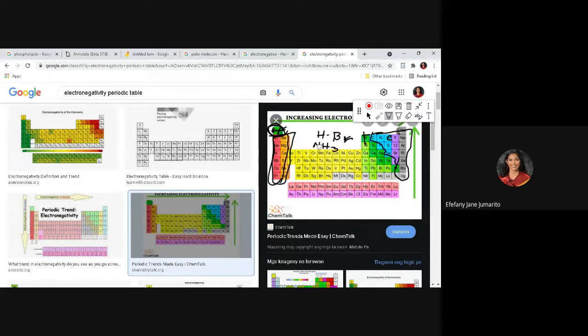NH3, is it covalent bonding? Is it covalent? Yes, ma'am. Okay, so it's covalent. So when we have the CH, is it covalent? Yes, ma'am. Okay, that's good.